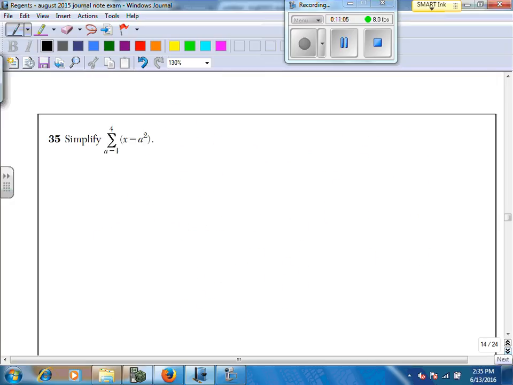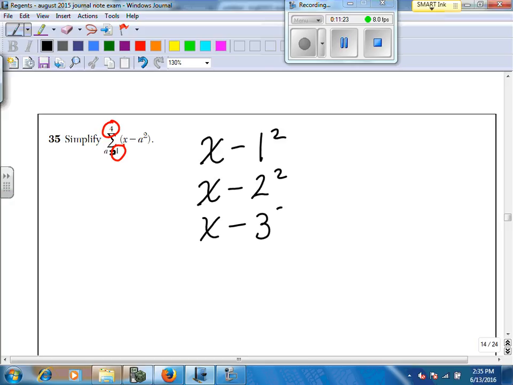Okay, number 35, find the summation from a equals 1 to 4 of x minus a squared. So the first thing we're going to plug in is a 1. Then a 2, because this number tells us the first thing to plug in. That tells us the last thing to plug in. So we're going to stop when we get to 4.